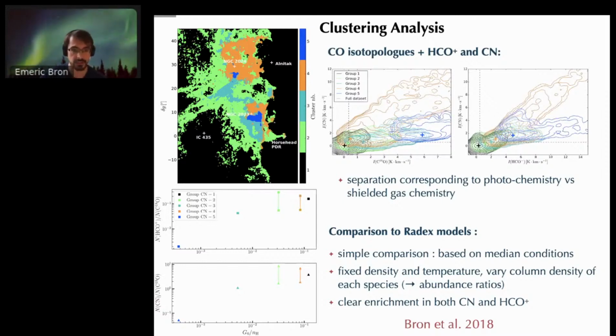And we see that indeed the variations that we found between the different clusters are related to the ratio of the UV illumination, which is the G0 parameter, over the density of the gas, so that we indeed have chemical enrichment both in CN and HCO+ that's related to the illumination by the UV field. So what we have separated here with our clustering analysis is two really distinct regimes in interstellar chemistry, which are photochemistry, where the chemistry is driven by UV photons, and shielded gas chemistry, where the chemistry is mainly driven by cosmic rays.